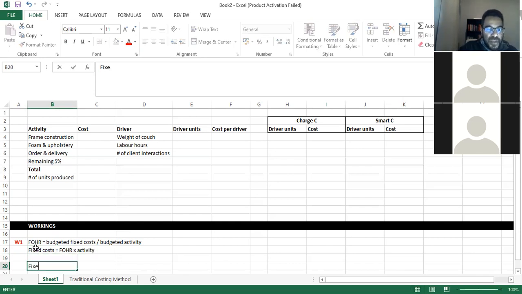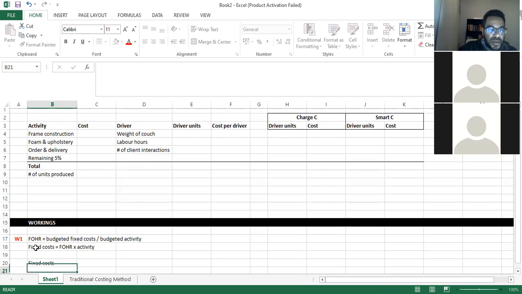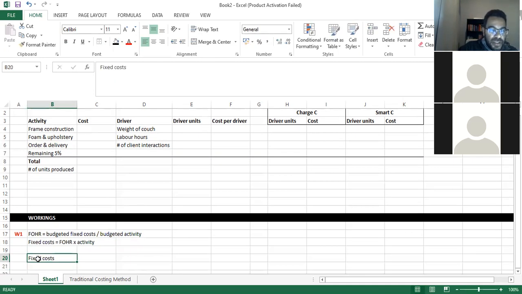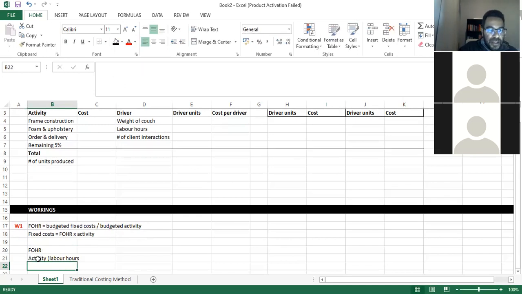So therefore, I want fixed costs. Okay, so let me just say I want fixed overhead rate, I want activity. Remember, you can just tell them that activity is our labor hours. Okay, and then that's going to give me my fixed overheads. But which fixed overheads is this going to result in? 2019. We don't want 2019, remember? We want 2020.